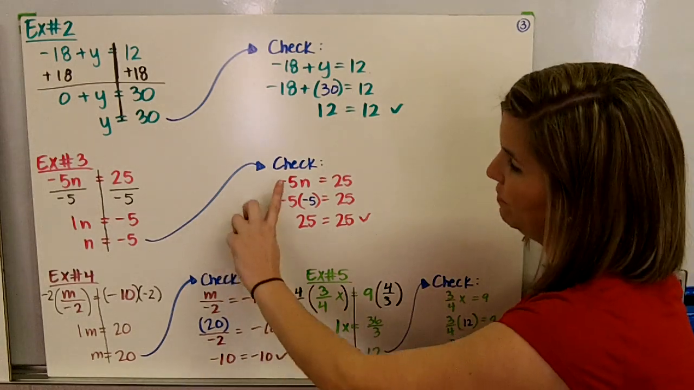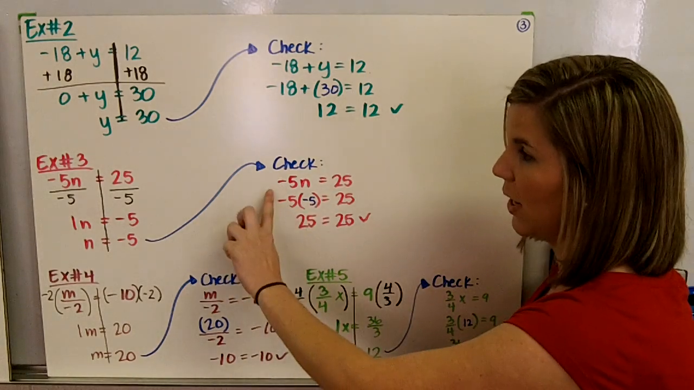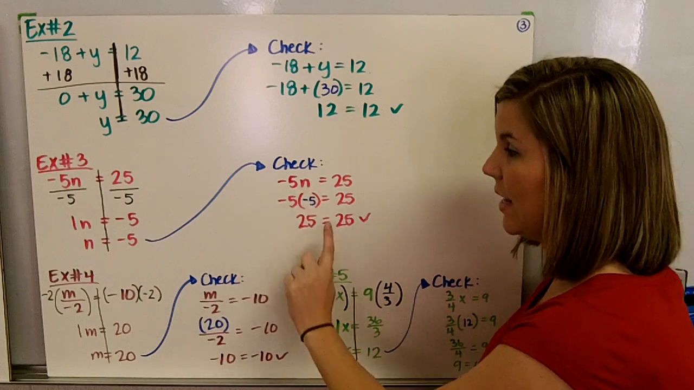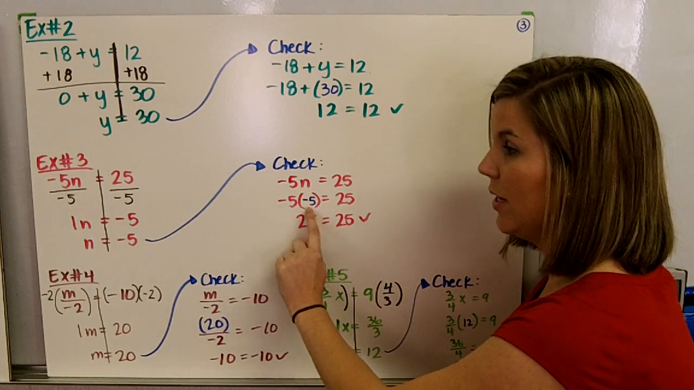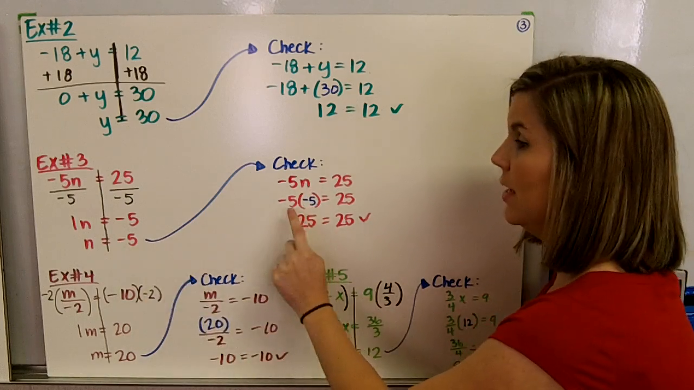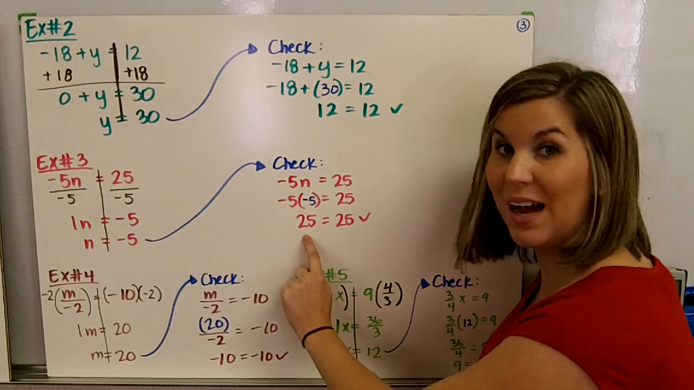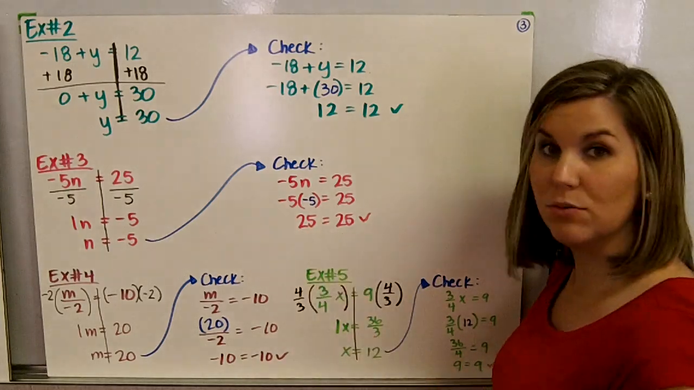So check your solution. Here's the original problem. Take the n out, put parentheses, and plug in your answer, which was negative 5. Negative 5 times negative 5 is positive 25, and that's equal to 25.